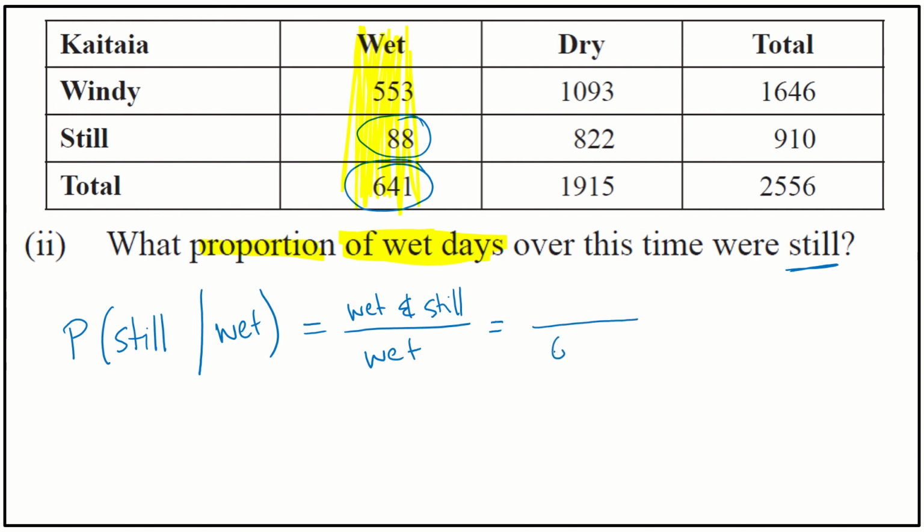So on the bottom I've got my 641 wet days, and from those there were 88 that were still. So we can do that as a decimal or as a fraction or as a percentage, whichever you prefer. And that is an achieve level answer, so that would give you a U tick.